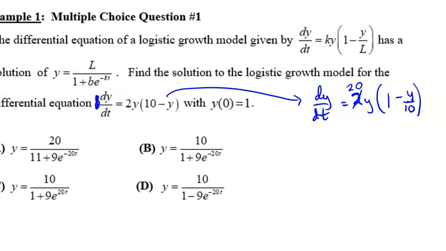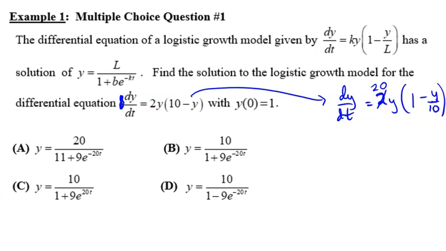We can use our general solution. So we know it's going to be in the form y equals, and then the carrying capacity is 10, because remember that's in this spot right here. So 10 over 1 plus b e to the negative kt, and we don't know what b and k are yet, and that's okay. We need to find those.